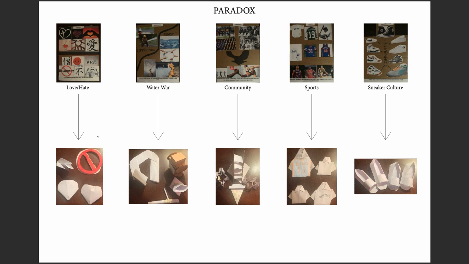I'll start with the first thing that we had to do after watching the film, which was pick out 5 key themes and make collages for them. I decided to go with love and hate, water war, community, sports, and sneaker culture as my 5 themes. The next thing we had to do was take the themes and the collages and then make 4 physical models for each theme, and then we had to have 20 in total, so we can get a better concept of the theme for the next part of the project.